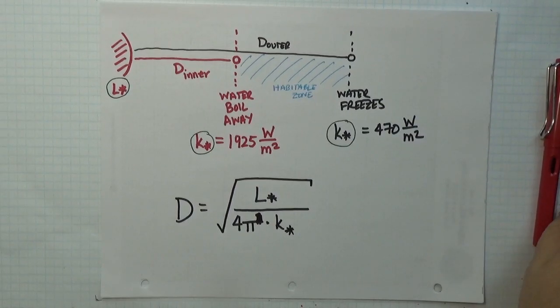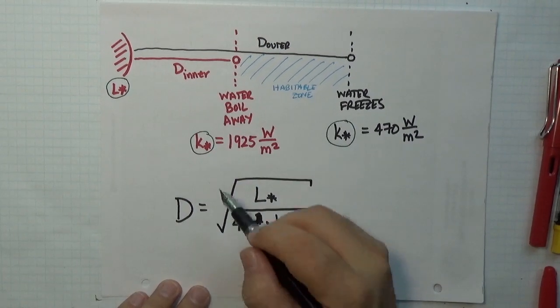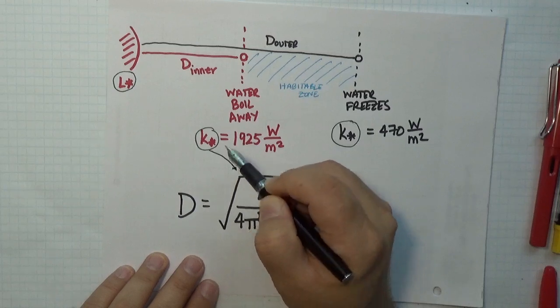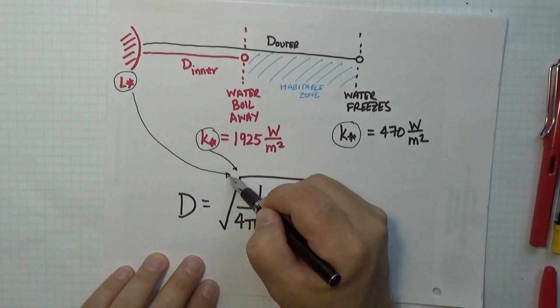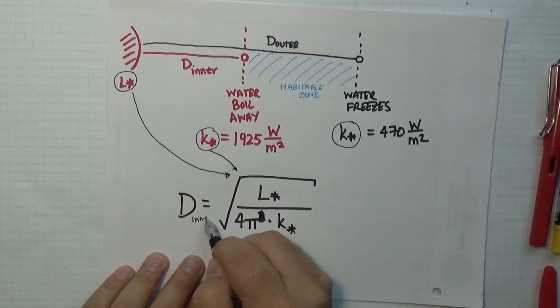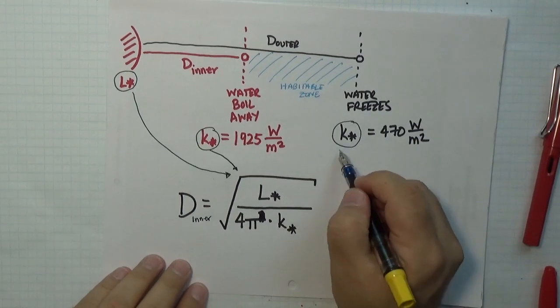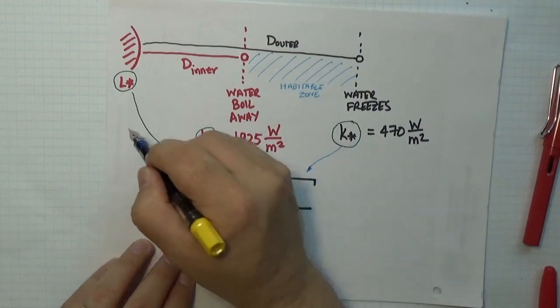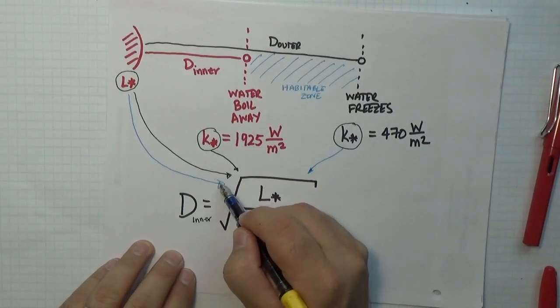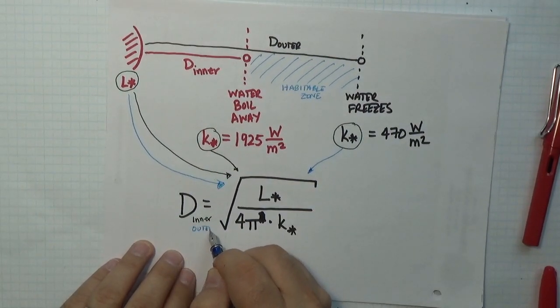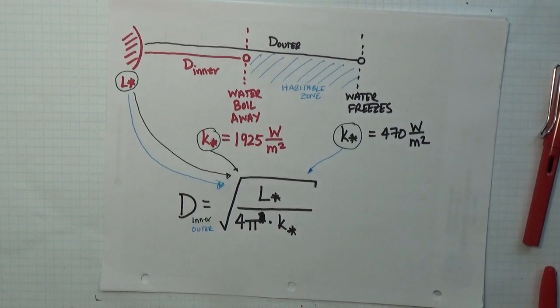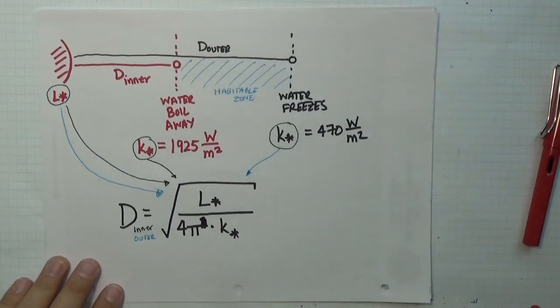So if I want to calculate the location of the inner habitable zone, I put in this value of K star and I put in the value of L star, and I can calculate d inner. If I want to calculate the location of the outer part of the habitable zone, I put in this value of K star, I put in the same value of L star, and that gives me d outer. So it's just an exercise in plugging in numbers that you've already calculated. You can do those on your calculator, and I won't do that here in front of you.